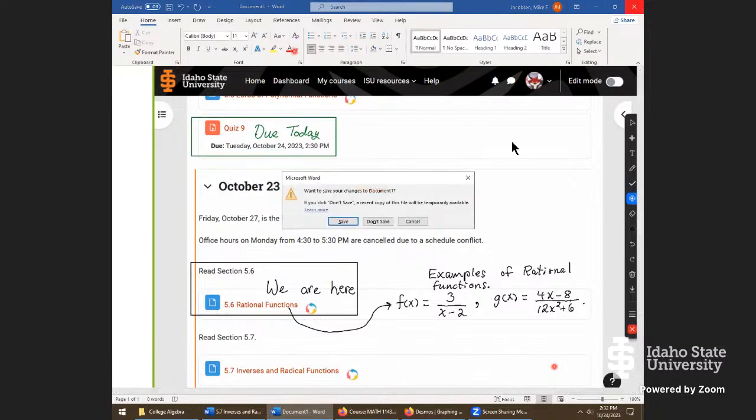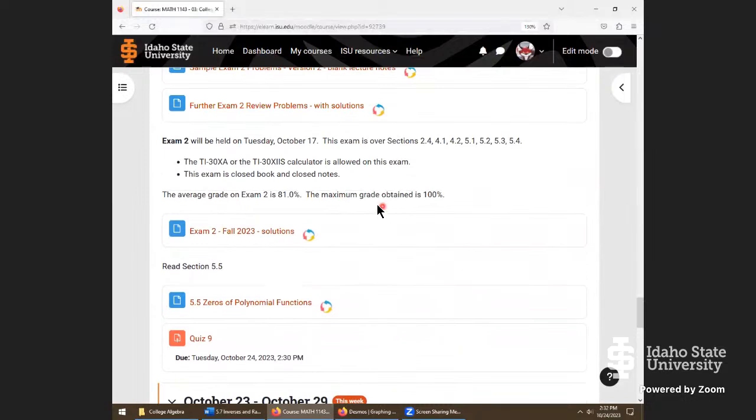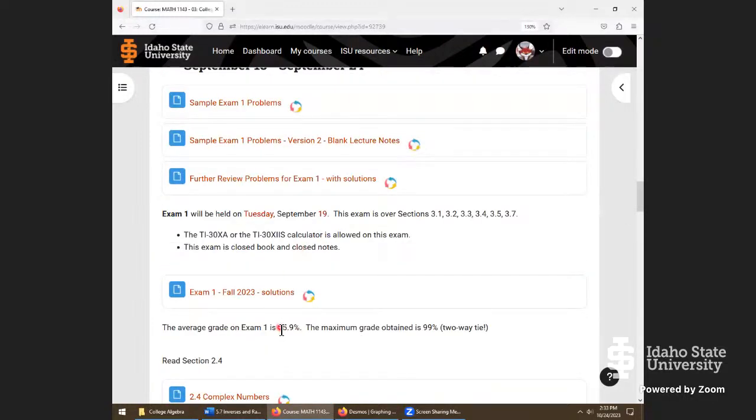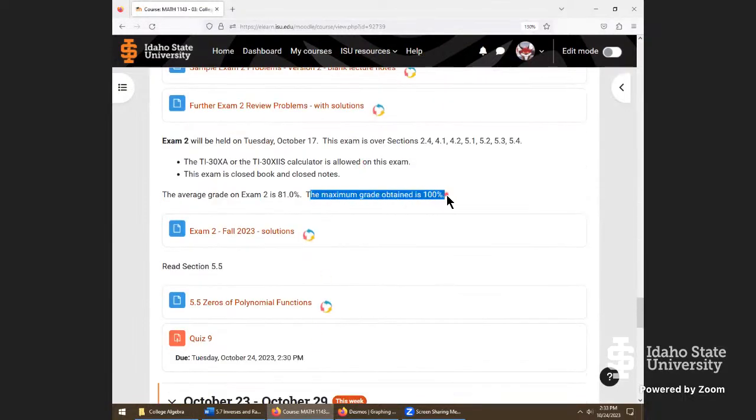And for the other announcements I didn't have on this page, we also had our exam return. So our average grade on the second exam came out to 81%. Let's compare that with exam 1. That's always kind of fun. On exam 1, it was 85.9%. So it looks like it was a tougher exam, that's for sure, going by averages. And on the second exam, the maximum grade was 100%. So congratulations to that person. That takes a lot of practice to get there. These are really tricky exams with lots of small nuanced details.